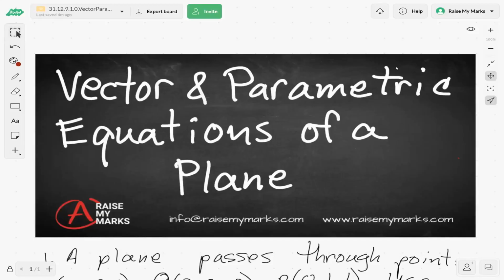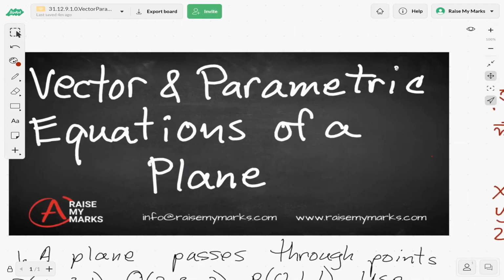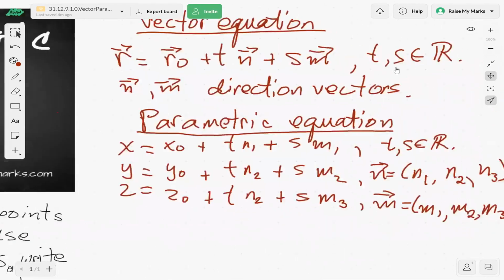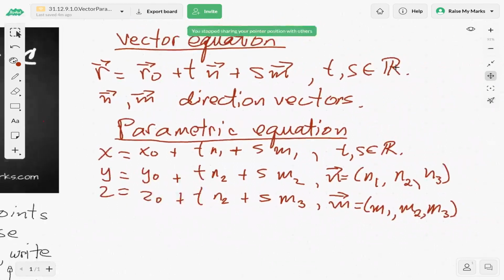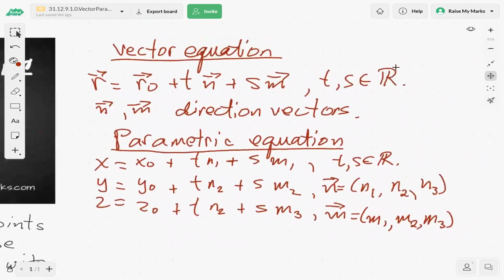Hello, so today we're going to look at the vector and parametric equations of a plane. I have the formulas written down over here. The vector equation of a plane looks very similar to the vector equation of a line, except we have two direction vectors. The parametric equation of a plane is very similar to the parametric equation of a line, except now we have those two direction vectors and their coordinates incorporated into the parametric equations of a plane.